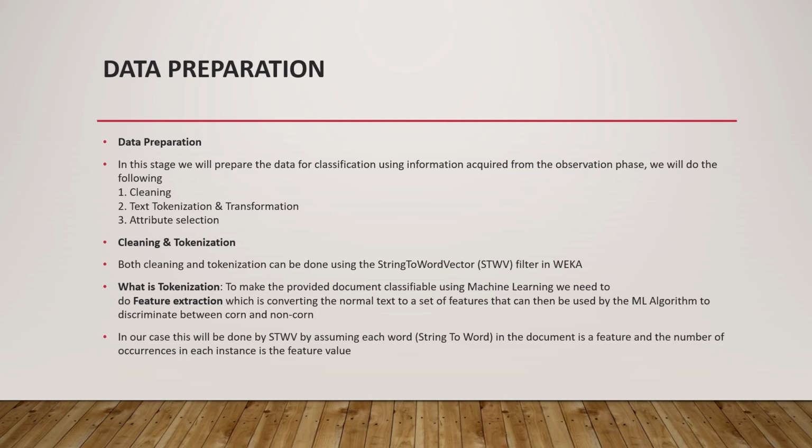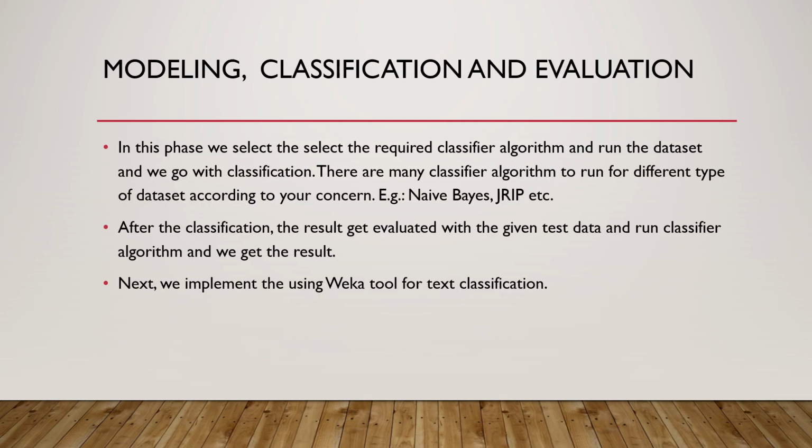Coming to the next slide. Modeling and classification evaluation. In this phase, we select the required classifier algorithm and run it on the dataset, and we go with classification. There are many classifier algorithms to run for different types of datasets according to your concern, for example Naive Bayes or JRip algorithms for the modeling, etc. After the classification, the result gets evaluated with the given dataset and the classifier algorithm we ran, and we get the result. Coming to the next, we implement text classification using the Weka tool.